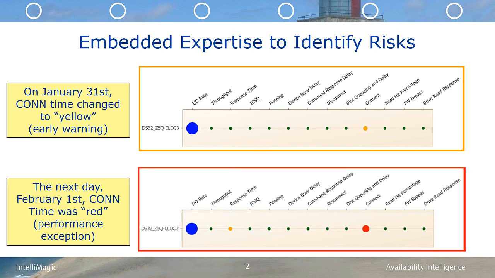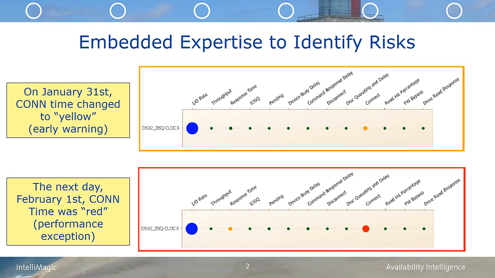So the customer is using IntelliMagic Vision to regularly monitor their storage. Before the problem began, the connect time was healthy per the dashboard. However, here we see on January 31st that the connect time changed to yellow. This is the first evidence that something has changed. Indeed, on the next day, February 1st, the dashboard had turned red.